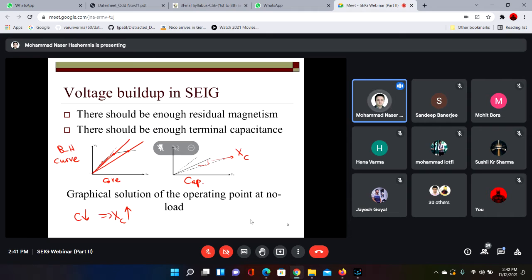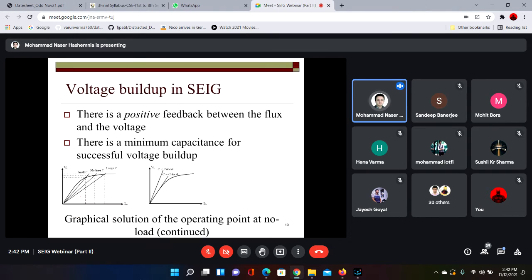Of course, we can explain it step by step, assuming that firstly we have a small voltage. Then this small voltage will cause a current in the capacitor. This current in the capacitor will lead to an increase of the voltage. We will come here.